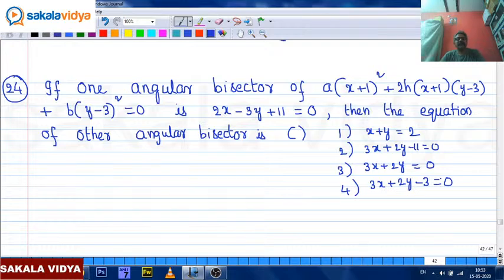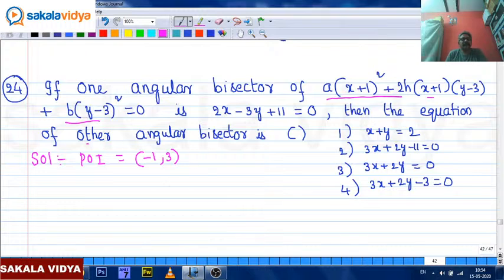So this is actually a conceptual question, a very important question also. One angular bisector of the pair of lines is given here, and the other angular bisector we need to find out. Angular bisectors both pass through the point of intersection of the pair of lines, and they are perpendicular to each other. So first we need to find the point of intersection, which is x plus 1 equals 0, y minus 3 equals 0, that is, minus 1 comma 3.